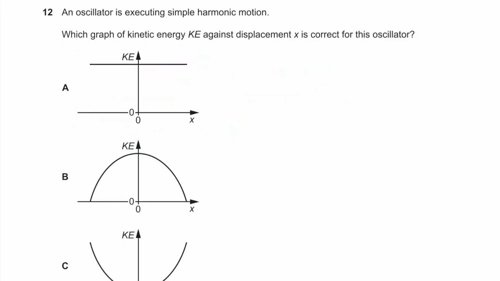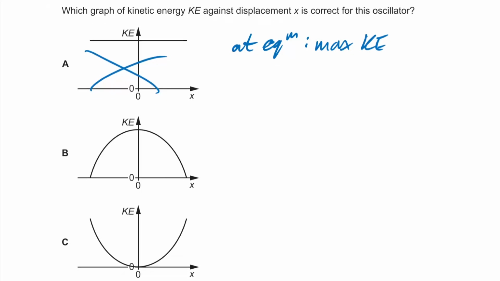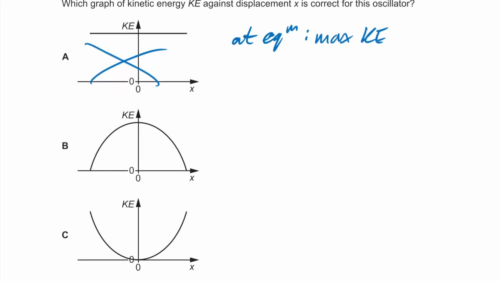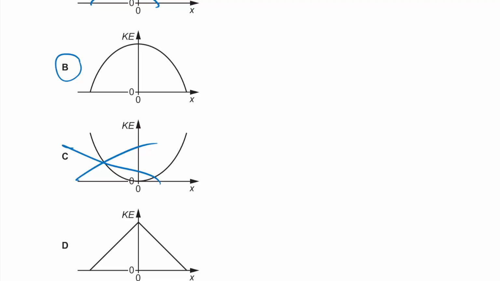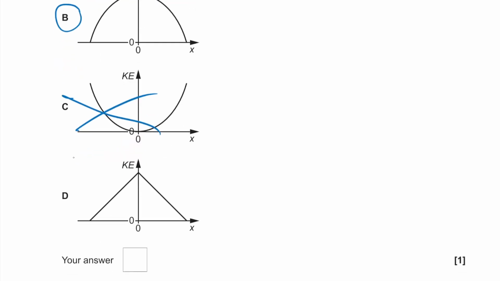Question 12. An oscillator is doing SHM. What's the graph of kinetic energy against displacement? Well, we know that at equilibrium we have the max KE, don't we? A can't be right. That's just nonsense. B is looking pretty good. So I think that's probably going to be our answer, because at amplitude there's no velocity, so therefore no kinetic energy. C is the opposite. And then D, well, it can't just be this straight line, can it?